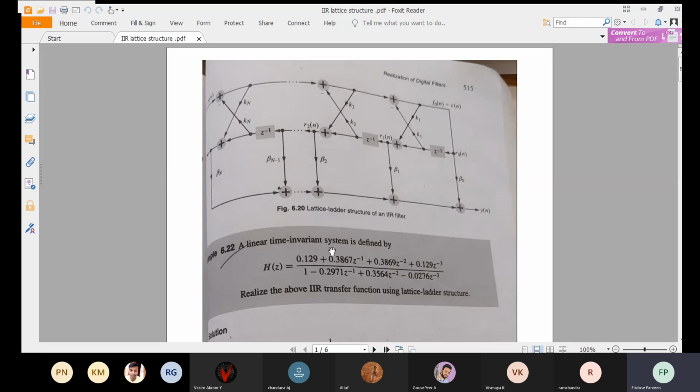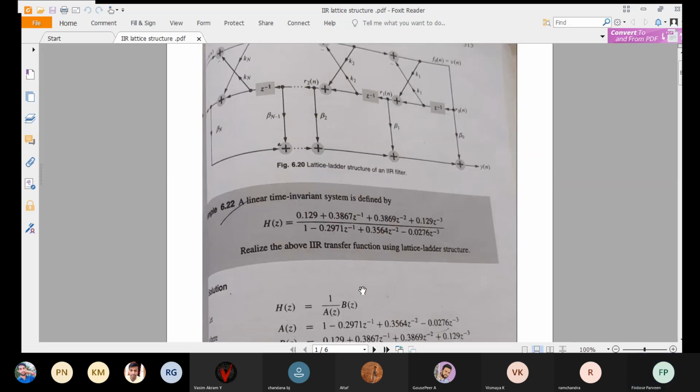So a linear time invariant system is defined by H(z) = (0.129 + 0.3867 z^-1 + 0.3869 z^-2 + 0.129 z^-3) / (1 - 0.2971 z^-1 + 0.3564 z^-2 - 0.0276 z^-3). Realize the above IIR transfer function using lattice ladder structure.